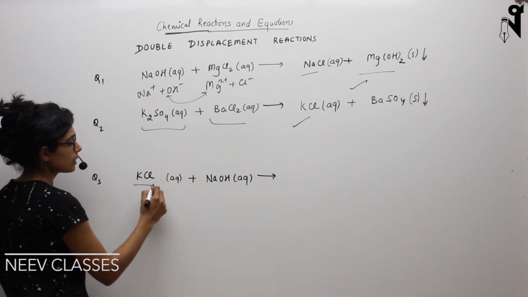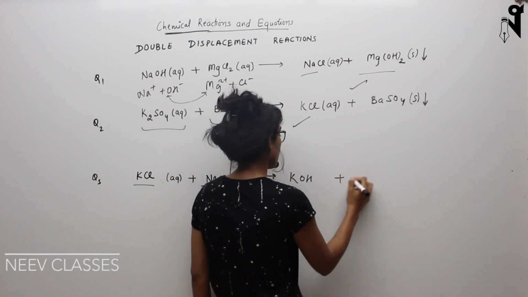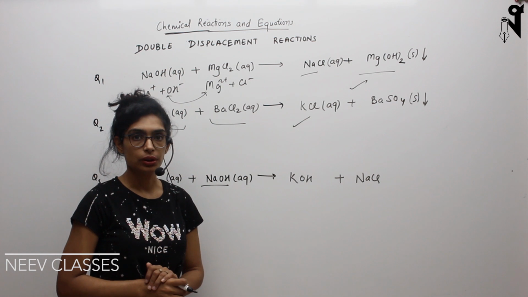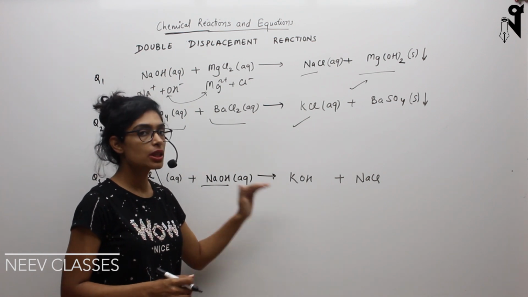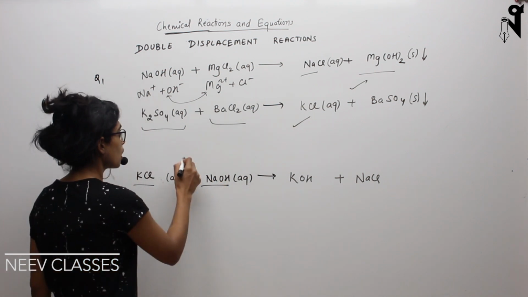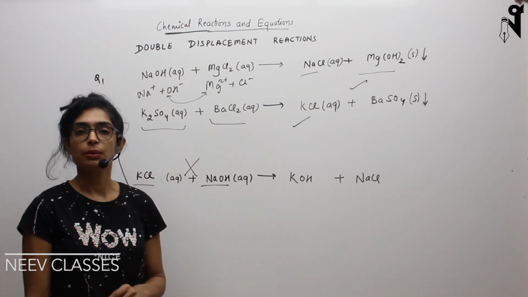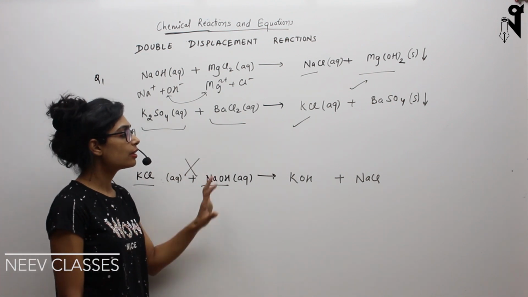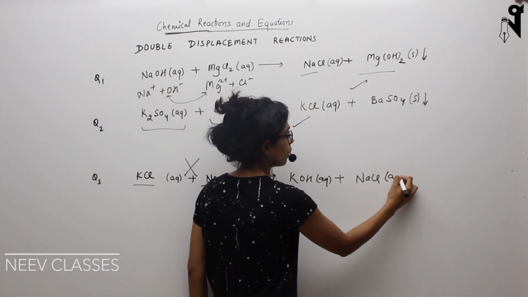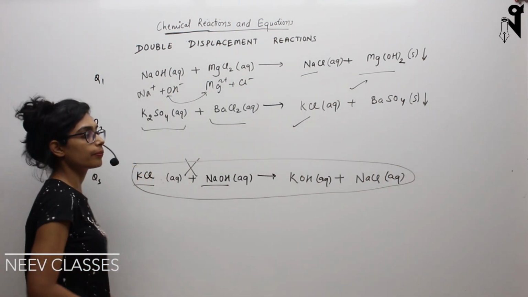Come to the next one, KCl and NaOH. Now the products forming are KOH and NaCl. Both are soluble in water. So will they form any precipitate? No. Are we getting any volatile gas in here? No. So is this reaction a double displacement reaction? No. So this reaction will not take place as a double displacement reaction at all. So you have to identify the reactions very, very carefully because both of these will be in the aqueous form. Hence, we can't call it a double displacement reaction. So this is not a right reaction.